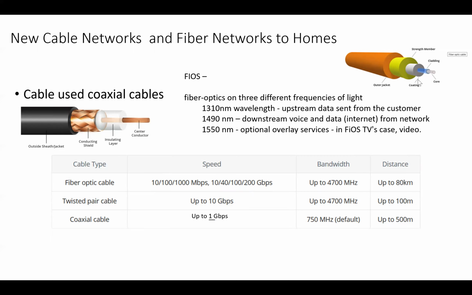And then Verizon started selling Fios, where they were bringing optical channels to the house. And they were running 3 wavelengths on the fiber to the house. One was for sending voice and data calls to the house. One was for sending voice and data traffic from the house into the network, and one was sending TV channels from the network to the house.